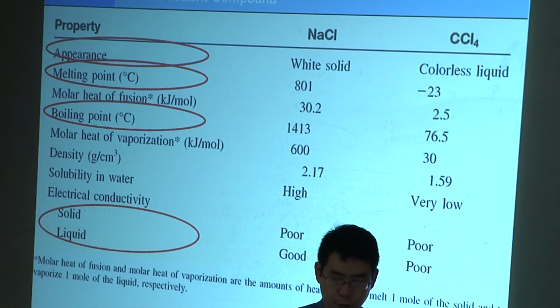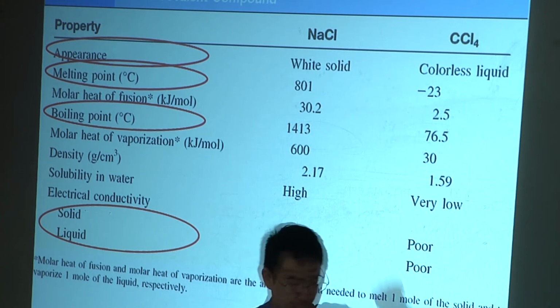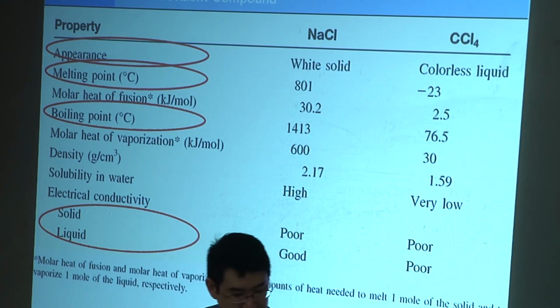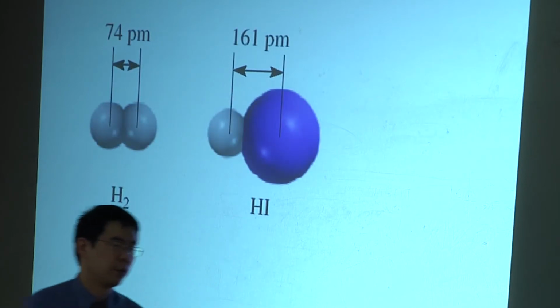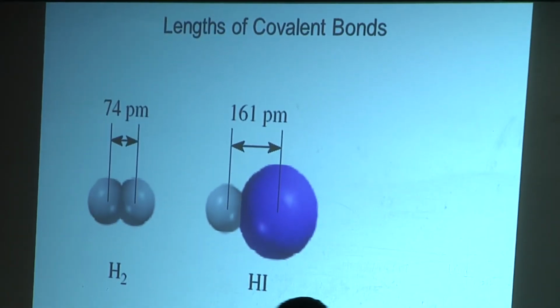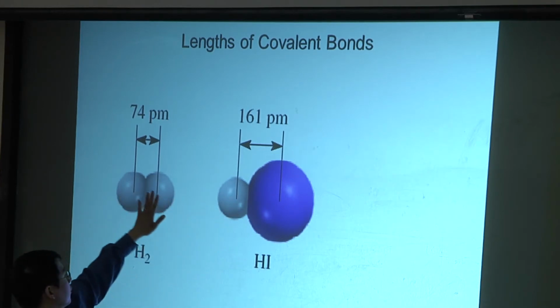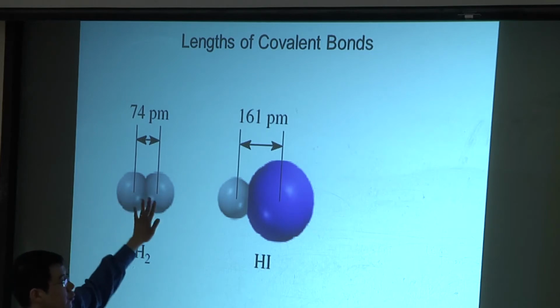Whereas covalent compounds, or covalently bonded compounds, tend to be poor conductors, both in the solid and the liquid phase. Right, don't memorize these numbers, it's pointless. Another thing that we're going to look at is covalent bond length. When we're looking at covalent bond length, what we're really thinking about is atomic radius. It's not ionic radius because you're not forming ions, you're not forming charged particles. We're more or less correlating these bond lengths with the atomic radius. So if you compare H2 to HI, if you recall chapter 8, one H is the same, right? One of them has two H's. One of them has an H and an I.